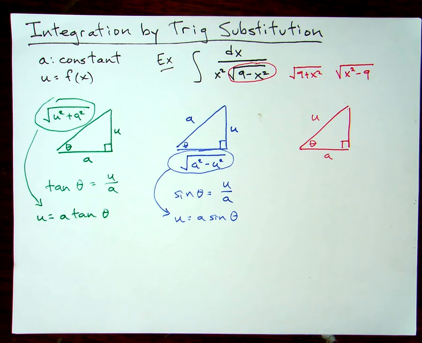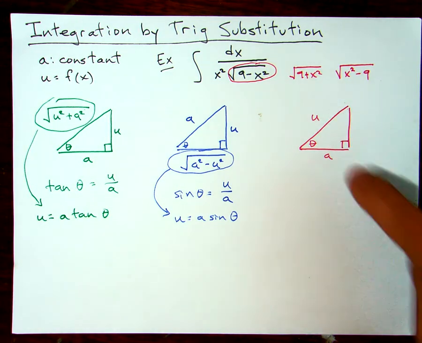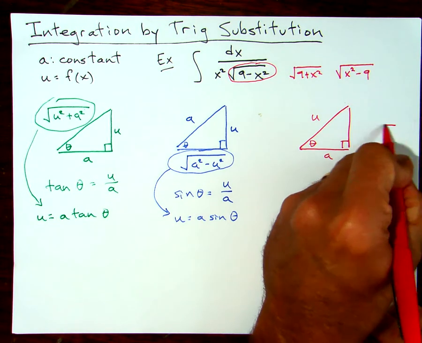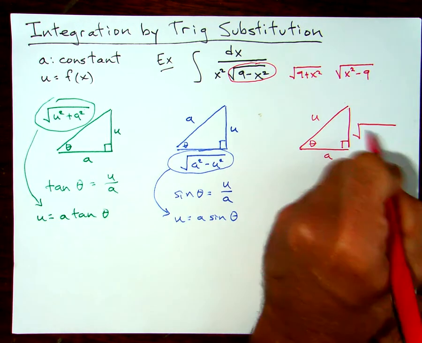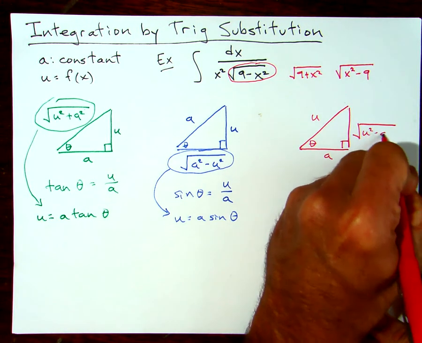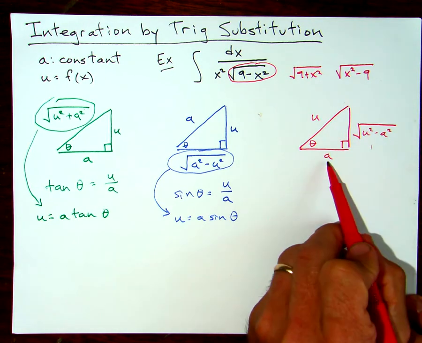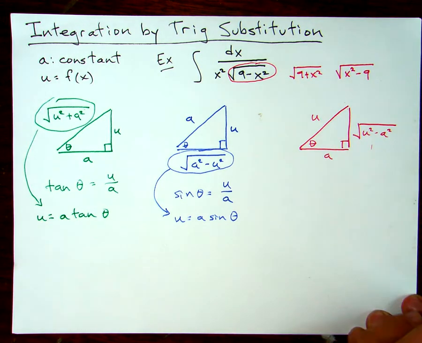I just want to go over the last one. In this case, u is on the hypotenuse, a is on the adjacent. That's going to give us a third side using the Pythagorean theorem of the square root of u squared minus a squared. Again, you can verify, if I square this and add a squared to it, I get u squared, which is the hypotenuse squared, which is what the Pythagorean theorem tells us.